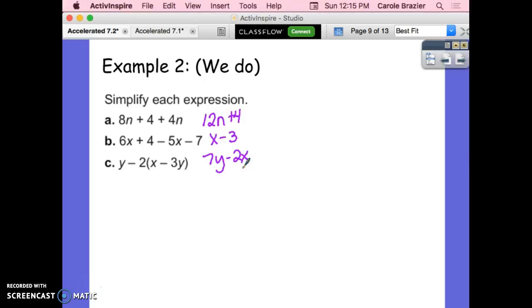Okay, the reasoning for it is this one's a little different. We haven't talked about this yet, but you are supposed to distribute this negative 2 through to each of these. So you would have been left with y minus 2x plus 6y. And then I would have combined my y and my 6y, and then my negative 2x. So that's a preview of what you'll be learning here in a second, but we haven't gotten there quite yet. So C might have been a struggle for some of you, and that's okay. Make sure you get that one in your notes.